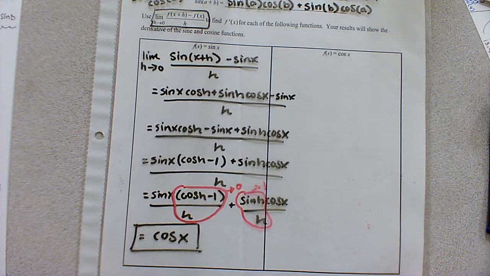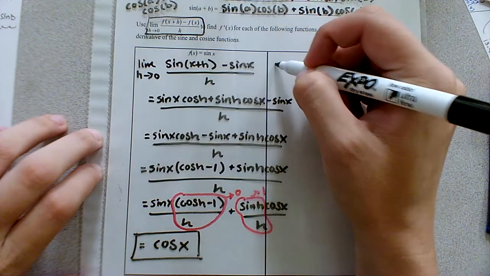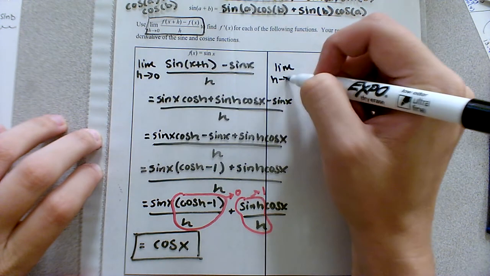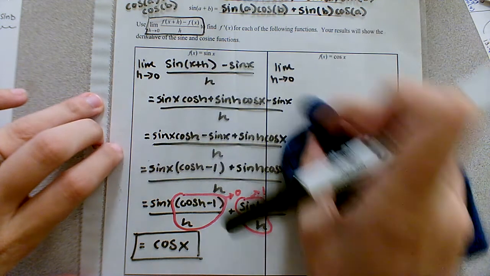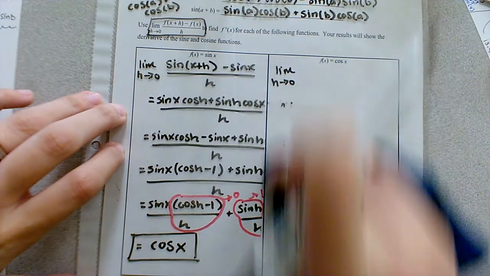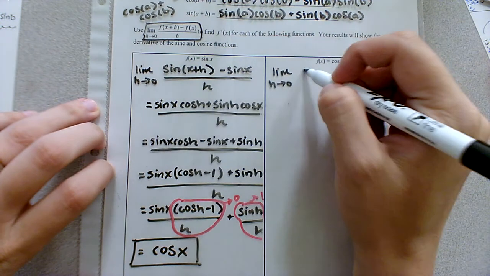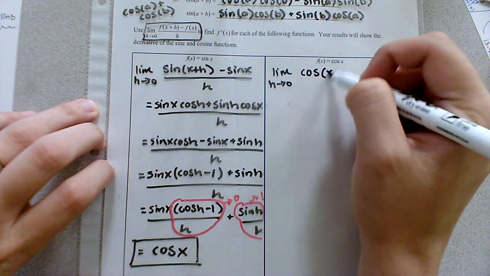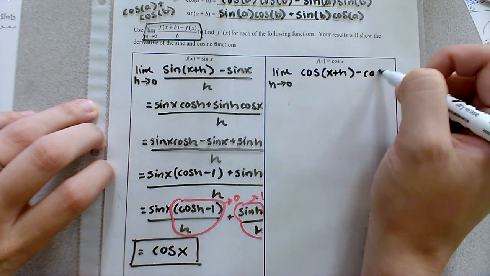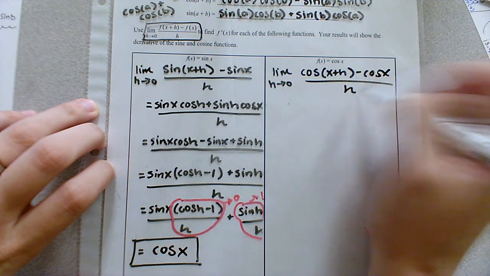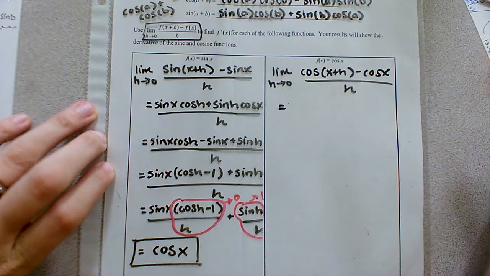All right, let's go ahead and do the same thing for cosine. We'll do the long limit as h approaches 0. Now I'm going to erase some of this just so I have room. All right, so applying our derivative limit, we'd have cosine of x plus h minus cosine of x all over h. It's going to be a very similar process.